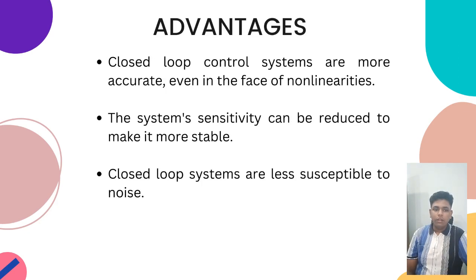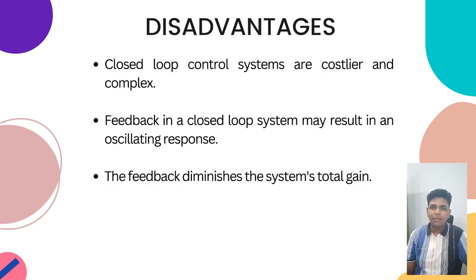Next is the advantage of closed loop. Closed loop control systems are more accurate even in the face of non-linearities. Next, the system's sensitivity can be reduced to make it more stable. Lastly, closed loop systems are less susceptible to noise. For the disadvantages, closed loop control systems are costlier and more complex. Next, feedback in a closed loop system may result in an oscillating response. And lastly, feedback diminishes the system's total gain.